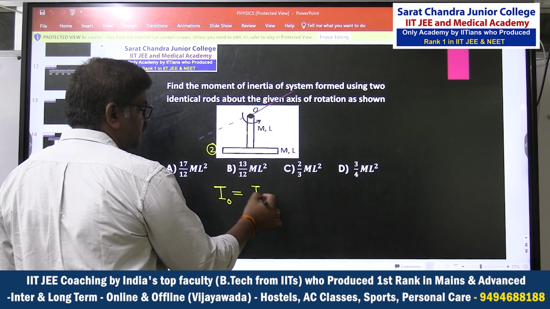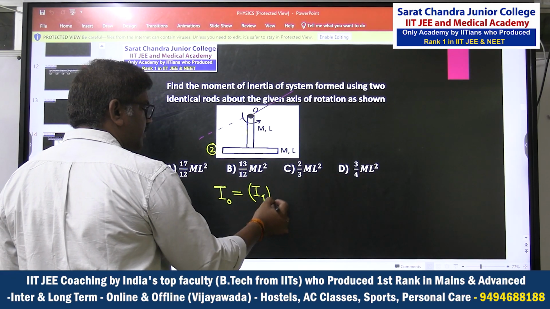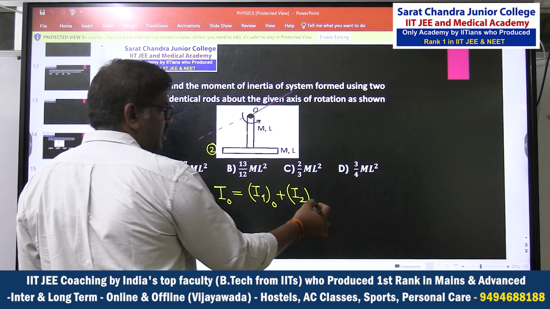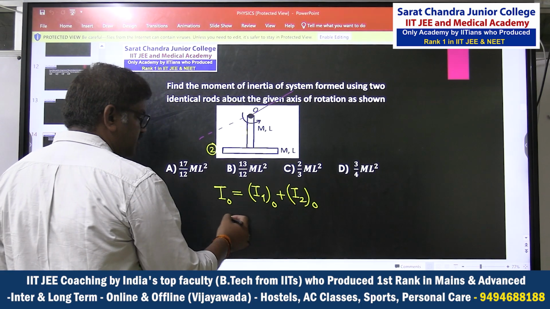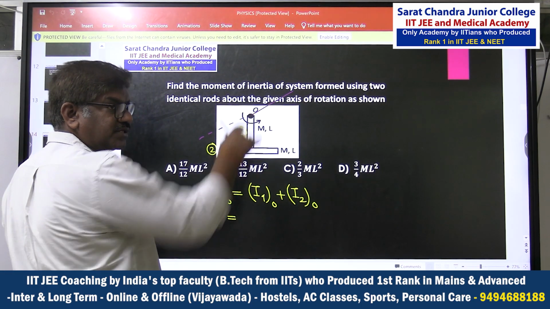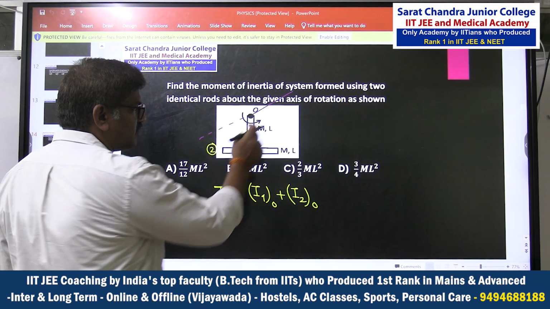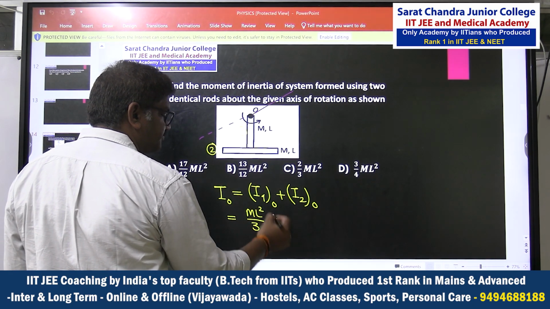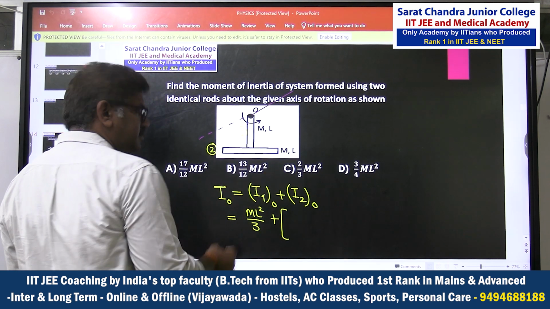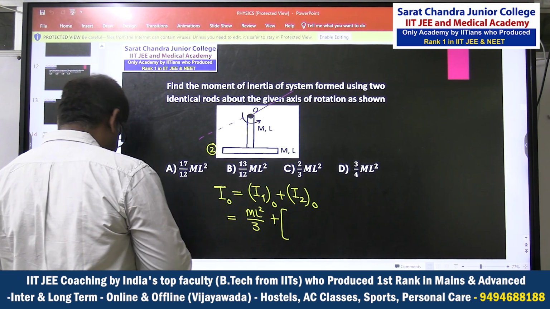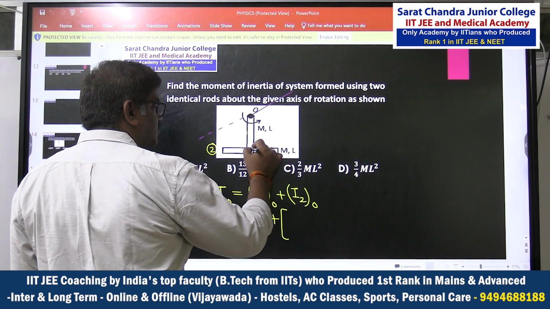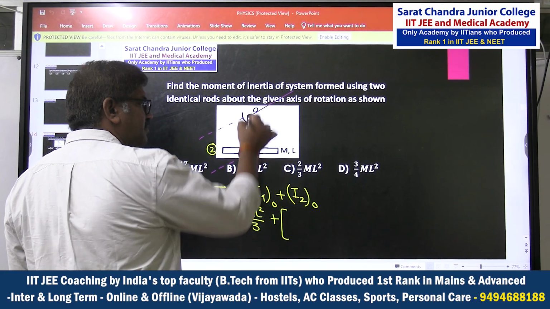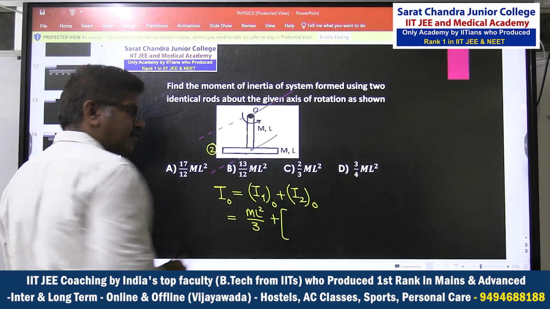That means I need the moment of inertia of 1 about O, and I need the moment of inertia of 2, the second portion about O. For the first portion, this axis becomes the axis which is passing through the end. So directly we can write down this thing as ml square by 3. But for the second portion, we have to apply parallel axis theorem also. So that's why for second, this is your ICM plus this is your MD square.